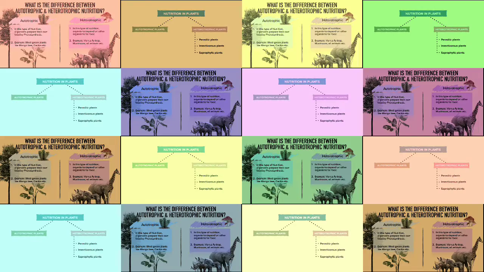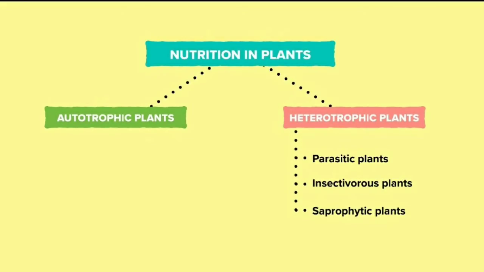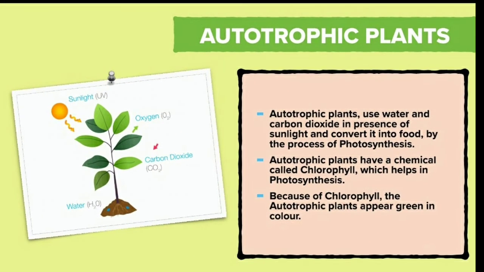Children, nutrition in plants is classified into two: autotrophic plants and heterotrophic plants. Further, heterotrophic plants are classified into three: parasitic plants, insectivorous plants, and saprophytic plants. So we are going to learn each one of these in detail. Let's start with autotrophic plants.